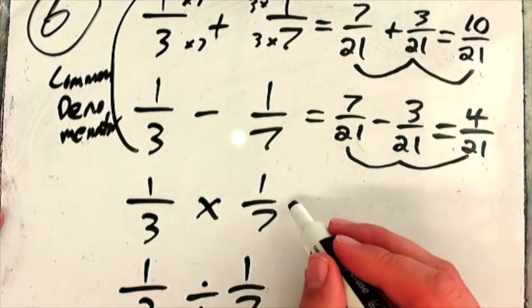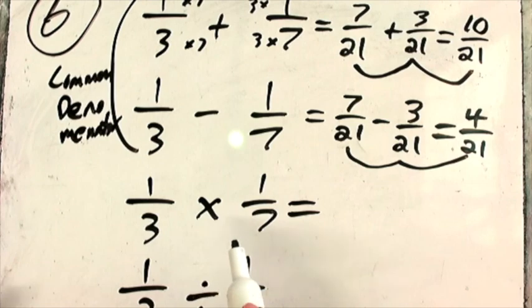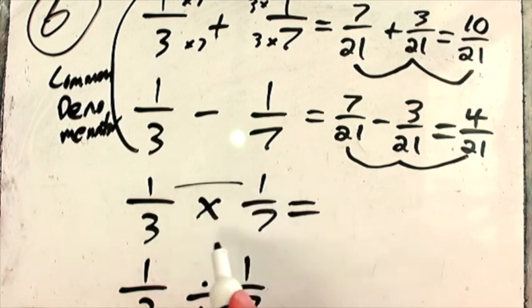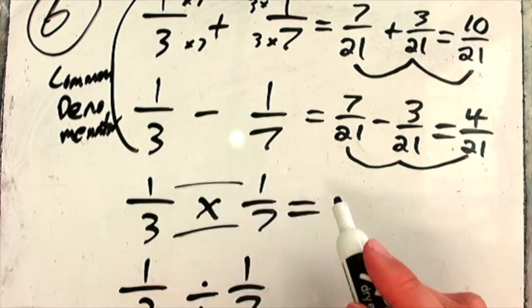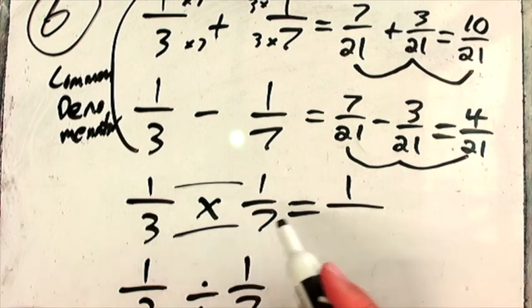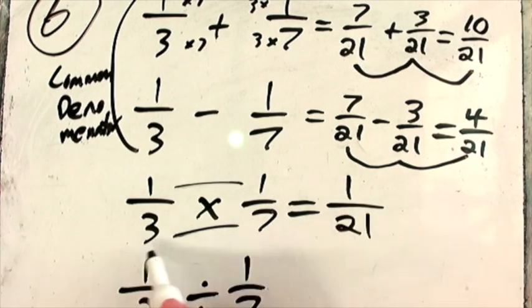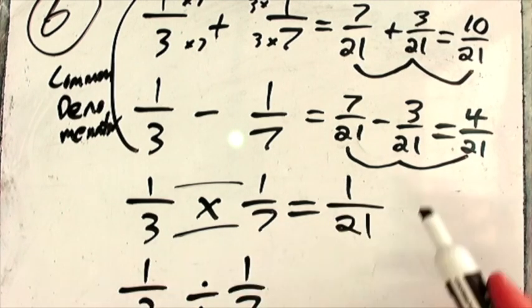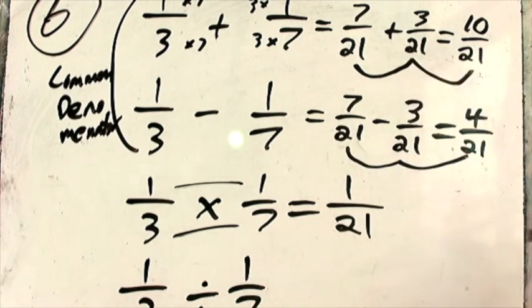Cool. Multiplication, ultra easy. Multiplication is super easy because you multiply the tops and the bottoms. You get 1 times 1 is 1. 3 times 7 is 21. Boom, done. Wasn't that so much easier than all this garbage up here? But sometimes you got to do it, so we totally understand.